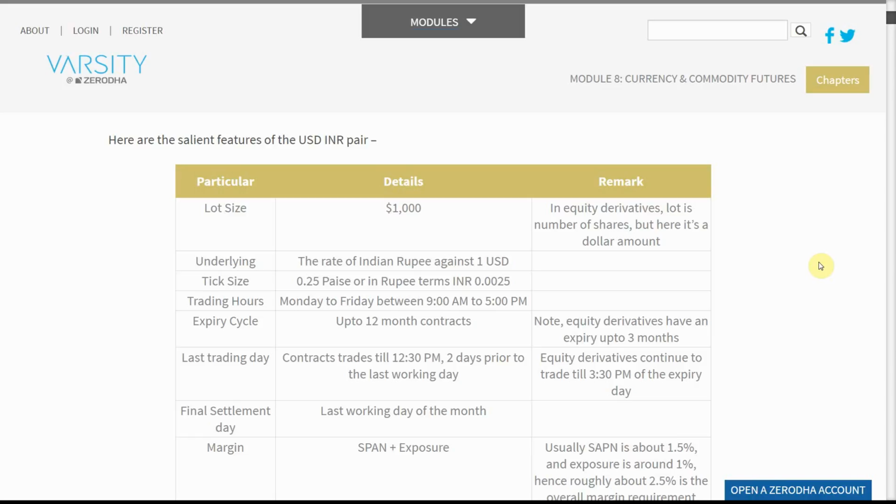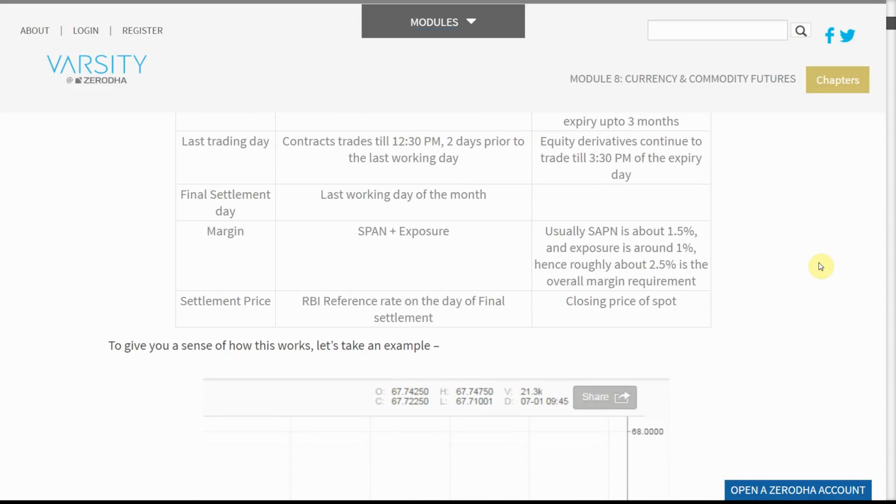Last trading day: contracts trade till 12:30 p.m., 2 days prior to the last working day; equity derivatives continue to trade till 3:30 p.m. of the expiry day. Final settlement day: last working day of the month. Margin: SPAN plus exposure. Usually SPAN is about 1.5%, and exposure is around 1%. Hence roughly about 2.5% is the overall margin requirement. Settlement price: RBI reference rate on the day of final settlement, closing price of spot.